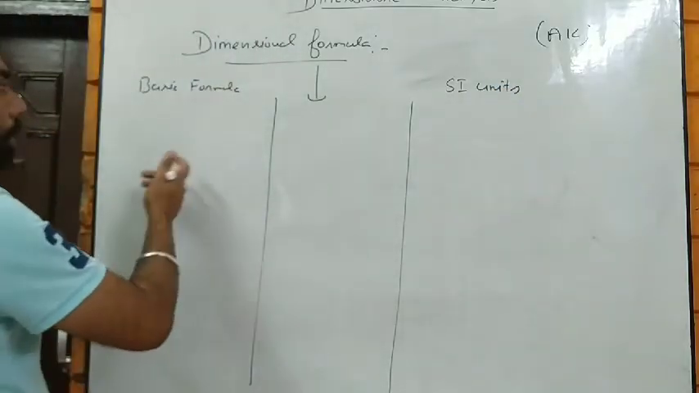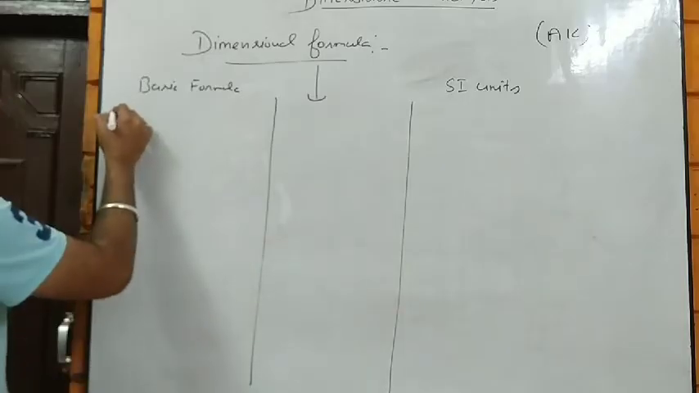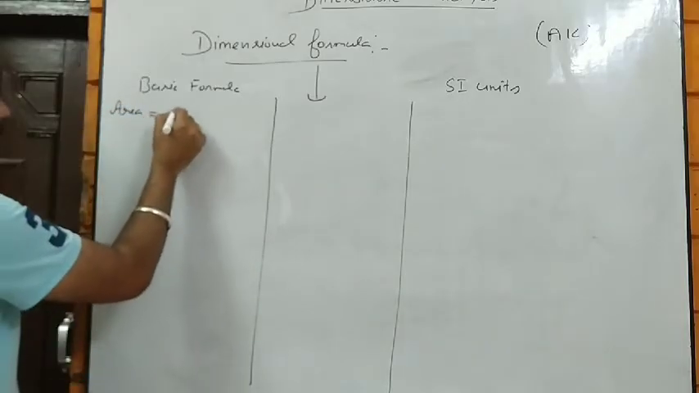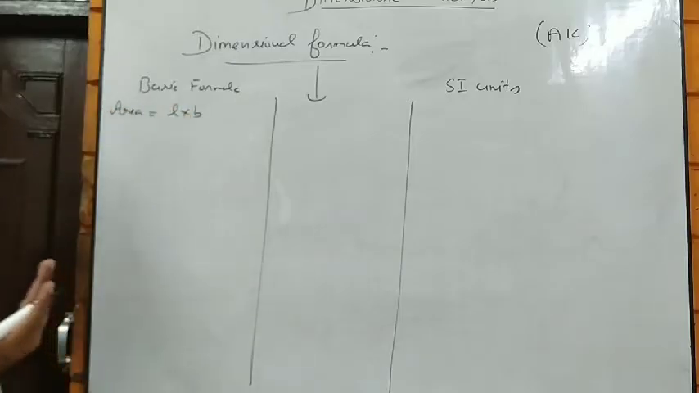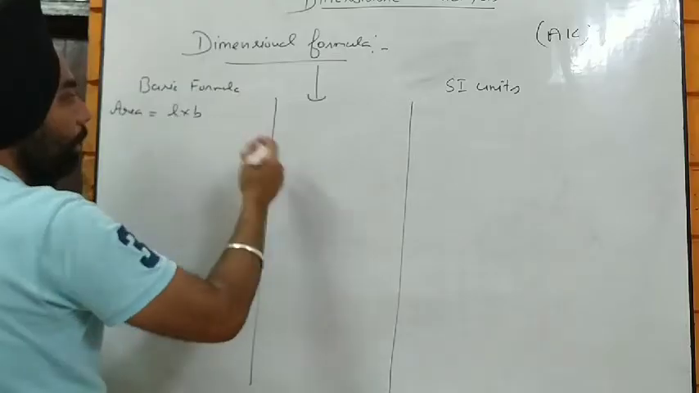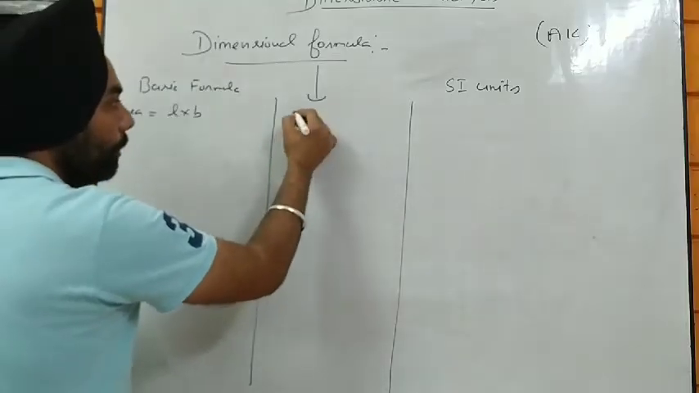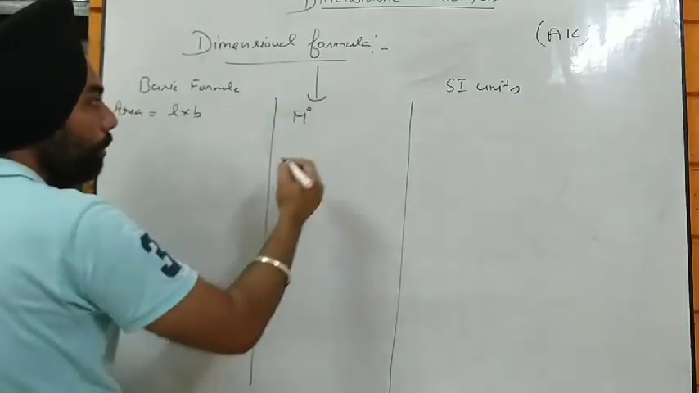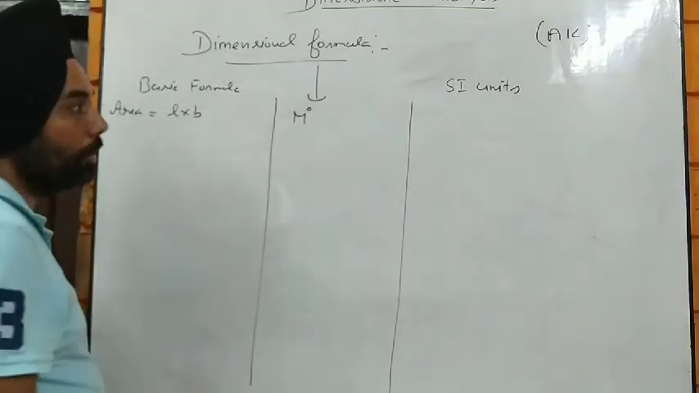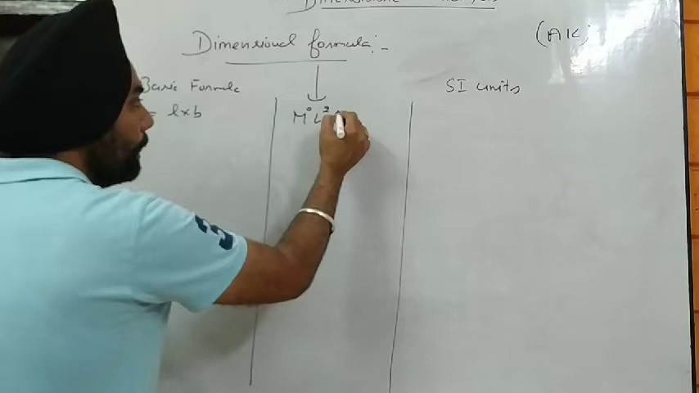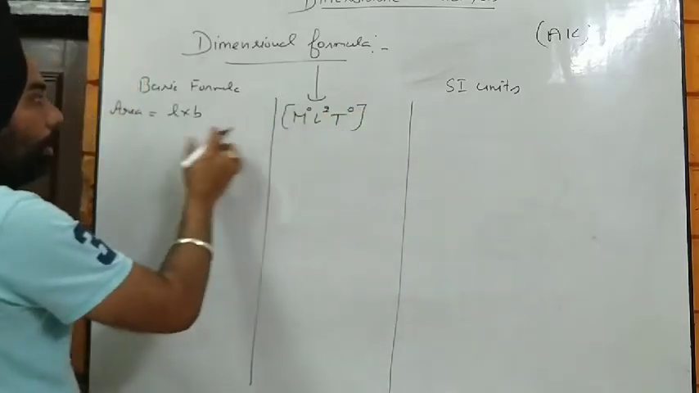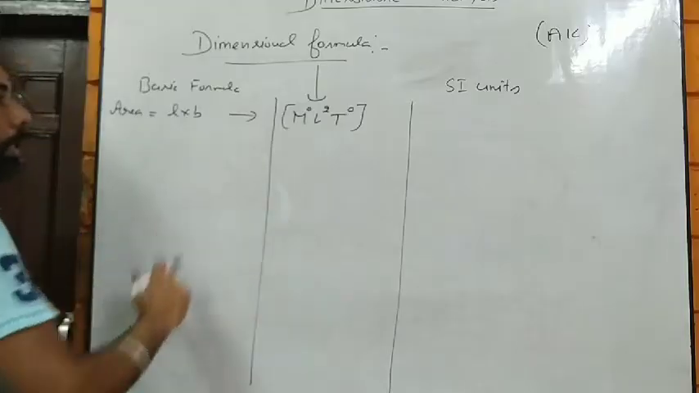Now say any physical quantity, just as area. Now what is area? Area is length into breadth, as you know. Now we can make a dimensional formula of length into breadth. Obviously there is no mass, so M^0. Now there are two lengths, length and breadth. Breadth is also taken as length, so which means L squared, and there is no time, T^0. So that is going to be the dimensional formula for area.